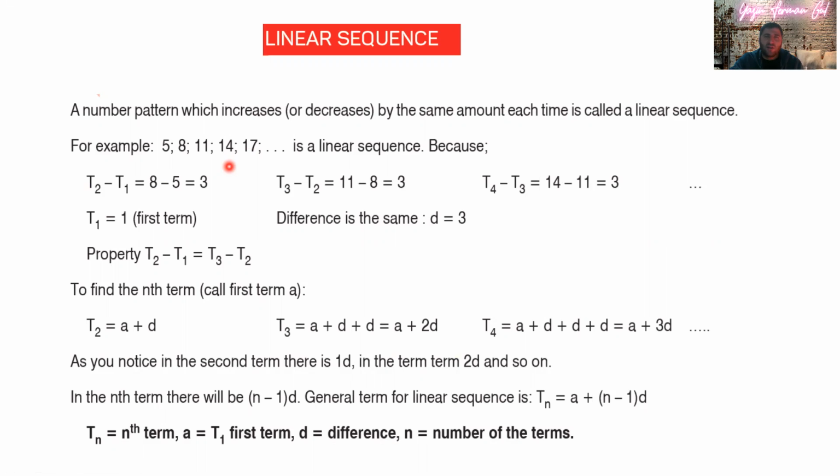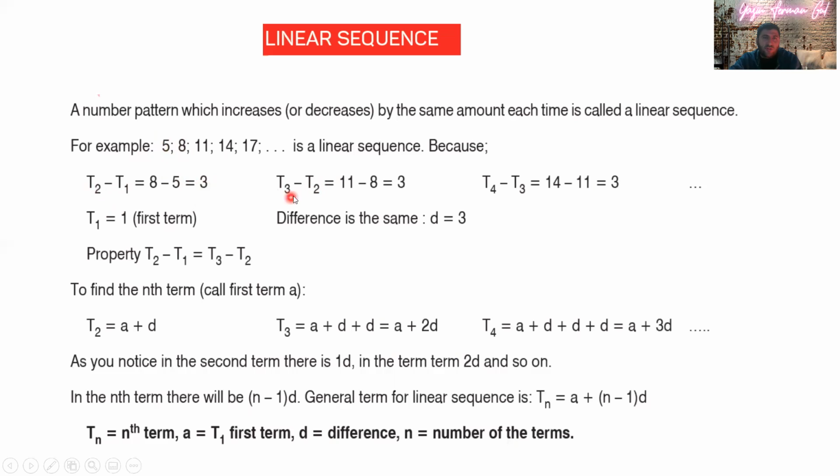That's why we call it a linear sequence. We look at our number pattern, and if it increases or decreases by the same amount, then it is a linear sequence. As you can see, this is increasing by the same amount, so it is a linear sequence. Here, T2 minus T1 equals 8 minus 5. As we said, T, guys, stands for term. So T2 means term 2 minus term 1. Term 2 is 8, term 1 is 5. 8 minus 5 is 3.